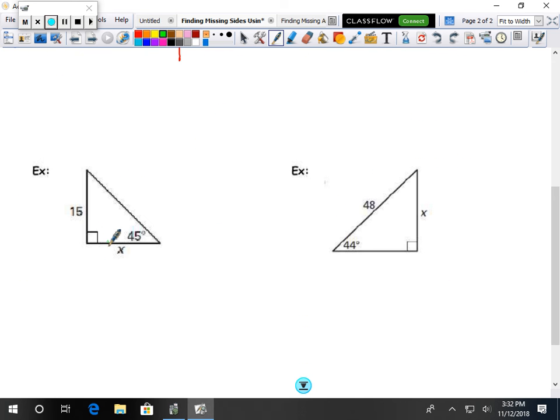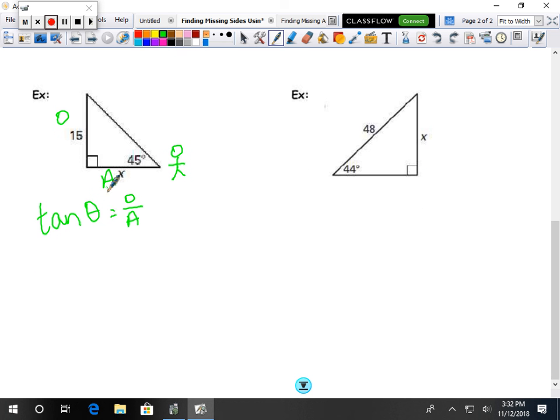Okay, so the next example here. 45 degrees is going to be where I draw my stick man. So I label my sides O and A. So I have tangent for this problem. So I write down my formula. Fill everything in. So I have tangent 45 is equal to opposite, 15, over adjacent, x.